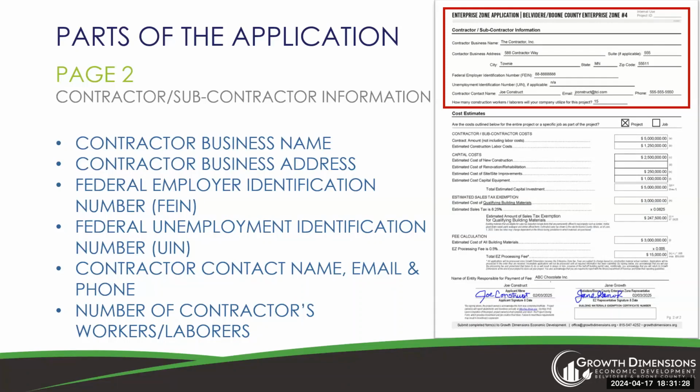And then under contractor, subcontractor information, you will fill in the business name, address, FEIN, UIN, where applicable, the contractor or subcontractor's name, email, and phone number, along with how many workers or laborers they will have on the job.